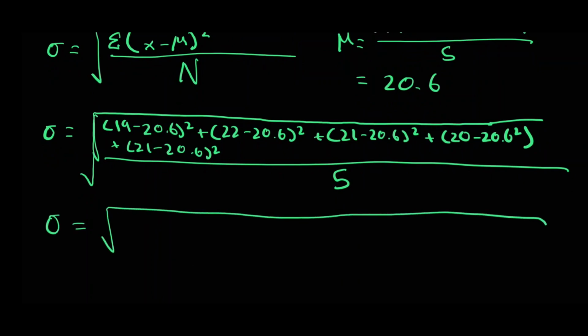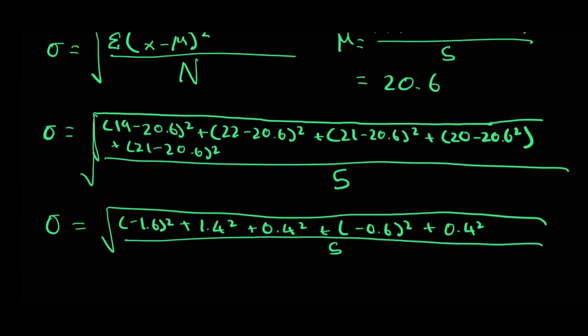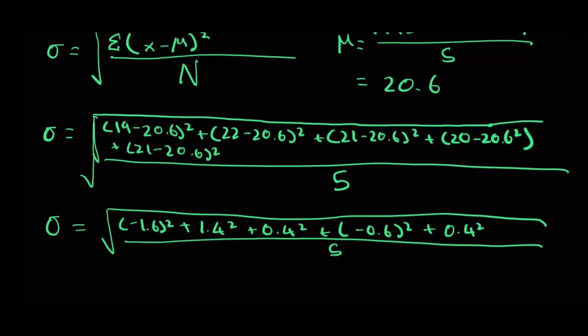it's going to be the square root of negative 1.6 squared plus 1.4 squared plus 0.4 squared plus negative 0.6 squared, and plus another 0.4 squared. Once again, divided by 5, and if you work that out, you get a population standard deviation of about 1.02 years. And that's how you calculate standard deviation.